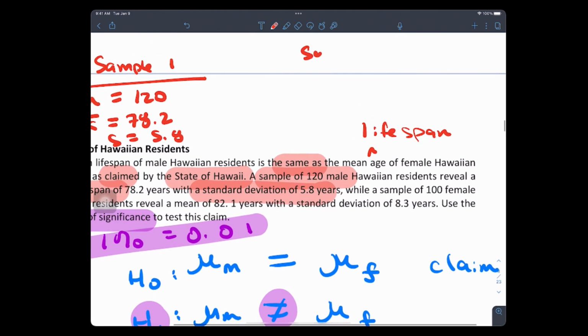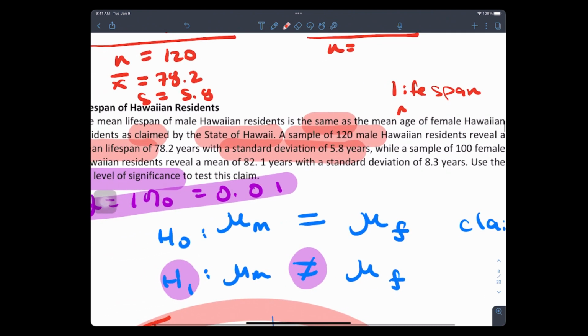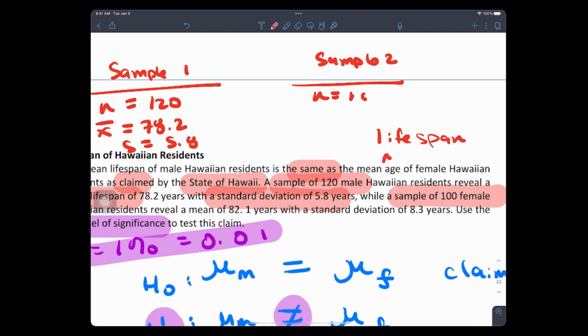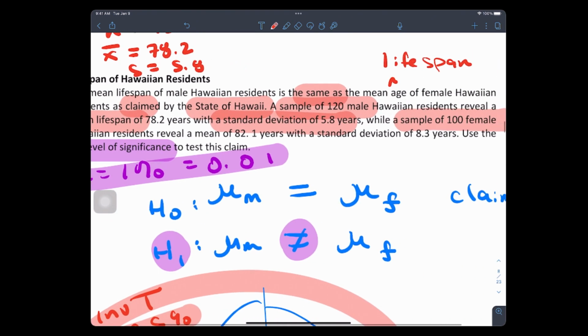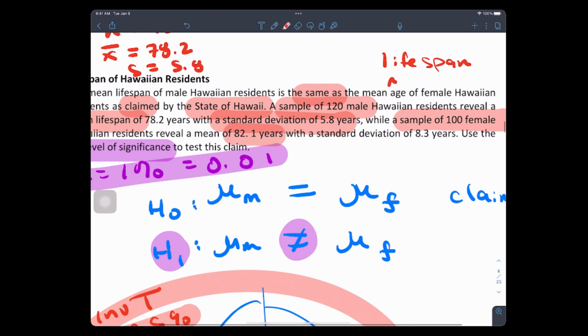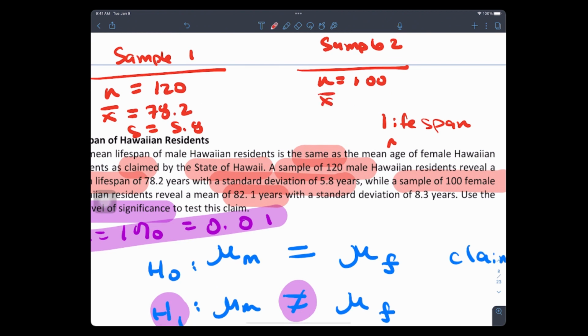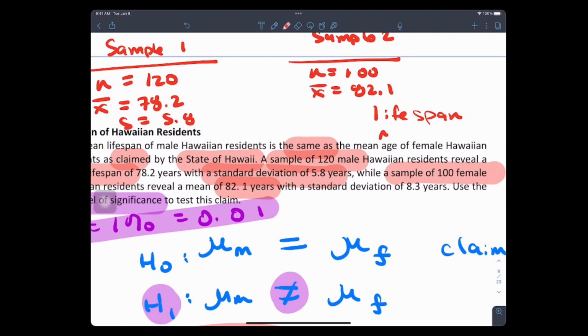And then you have the second sample. What's the sample size here? A sample of 100 female Hawaiian residents. What's their mean lifespan? 82.1 years. What's the standard deviation? That's 8.3 years. So they're going to give you the sample standard deviation here. It's going to be 8.3.